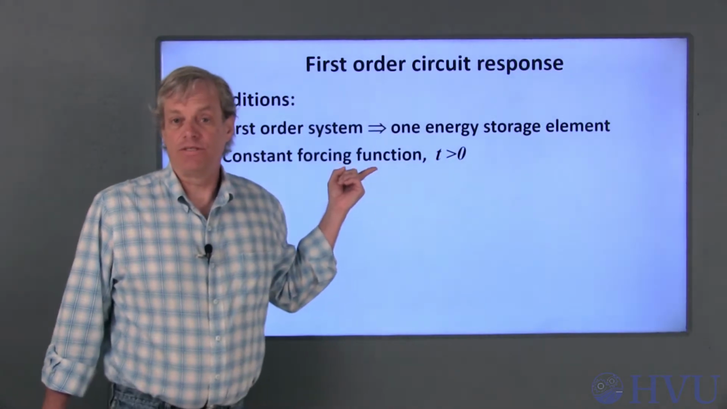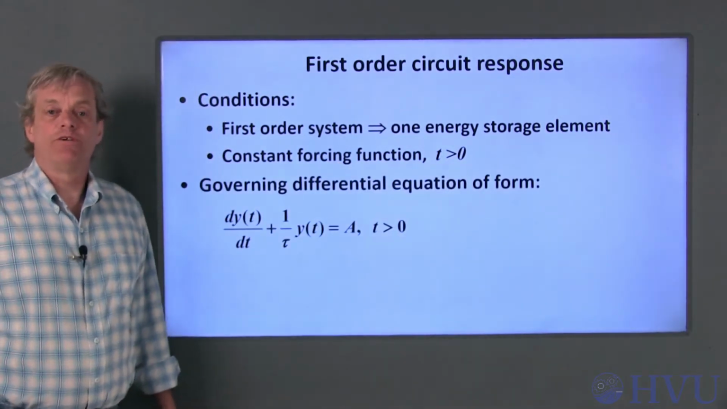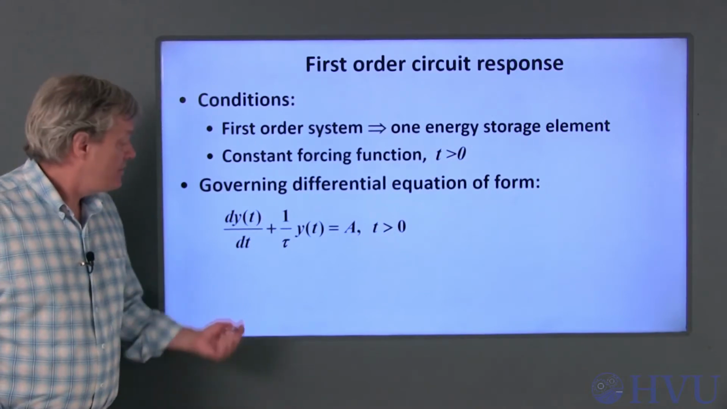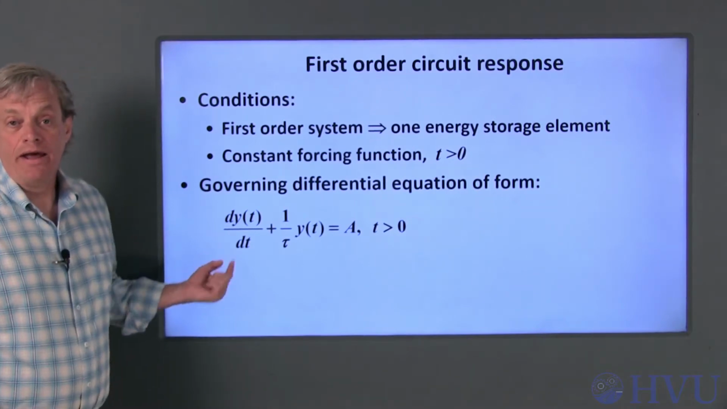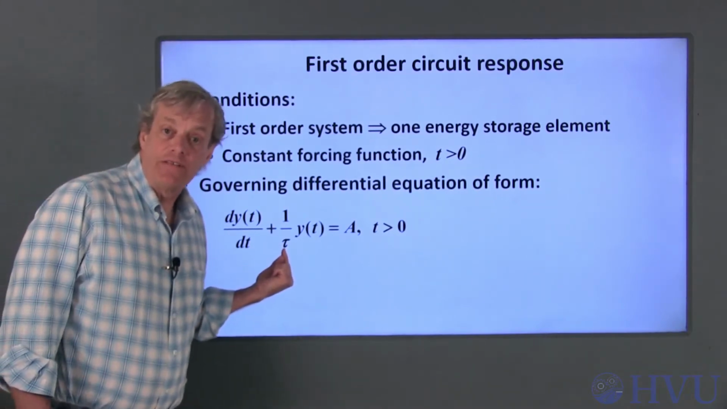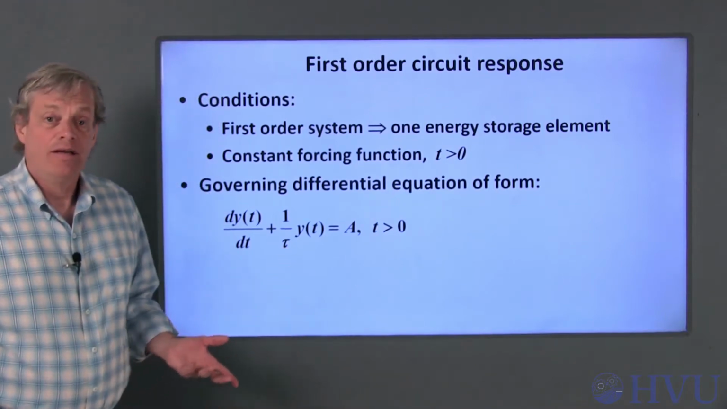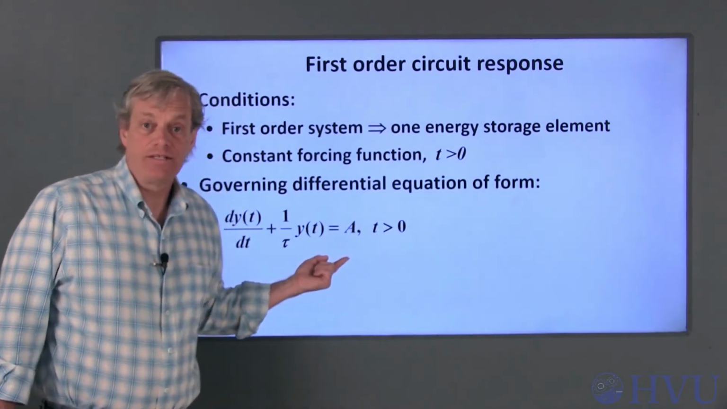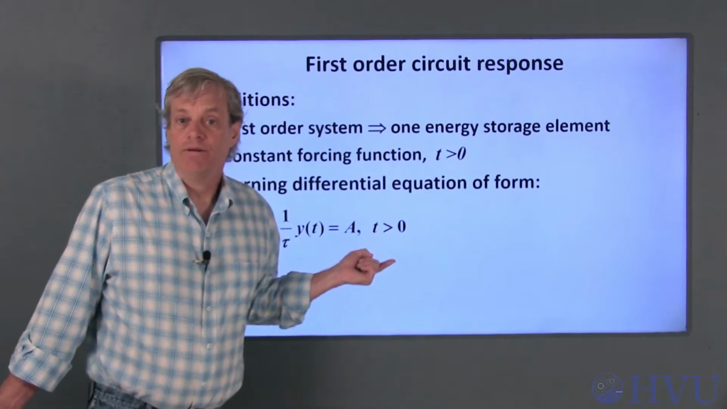the time of interest. In our derivation of the form of the solution, we wrote the differential equation in standard form for the time period of interest. In this form, the multiplicative factor on the highest order derivative is 1. That makes the multiplicative factor on the 0th order derivative equal to 1 over the time constant. Since the input's constant, the right-hand side of this equation is a constant. The time period of interest will be time greater than 0.